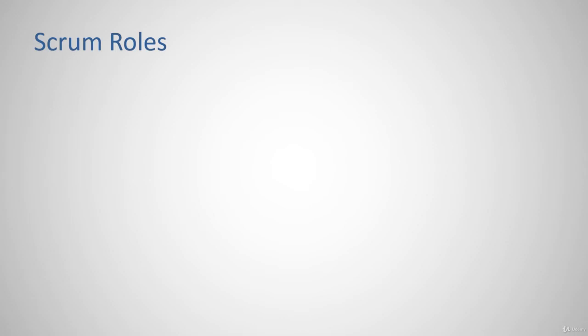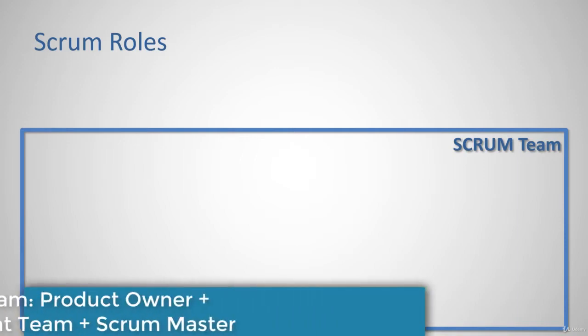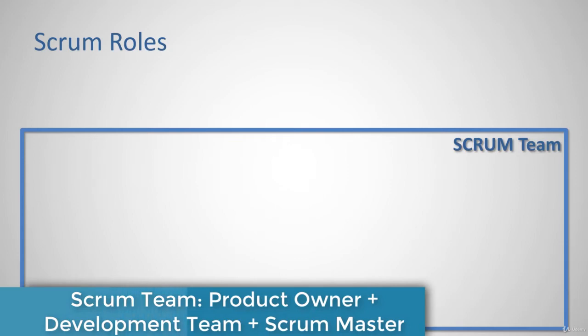Scrum roles are distributed in a group of people that we call the Scrum team. Scrum defines 3 roles within the Scrum team. Do you remember them? They are the product owner, the development team, and the Scrum Master.